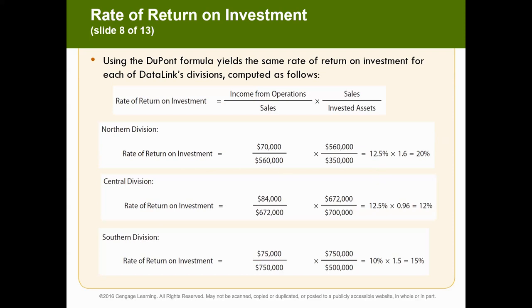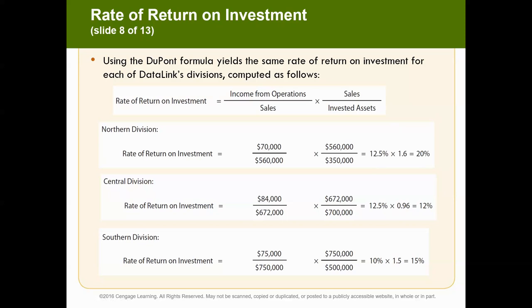Using the DuPont formula yields the same rate of return on investment for each of the decentralized divisions. And here's how it looks. We have income from operations of $70,000 for the Northern Division. The Northern Division sales were $560,000. So we do that first, right? 70,000 divided by 560,000 is 12.5%. Then we take our sales, 560,000, divided by our invested assets of 350,000, which is 1.6. To get our rate of return on investment, we take our 12.5% times 1.6, which gets us to 20% for our rate of return on investment.